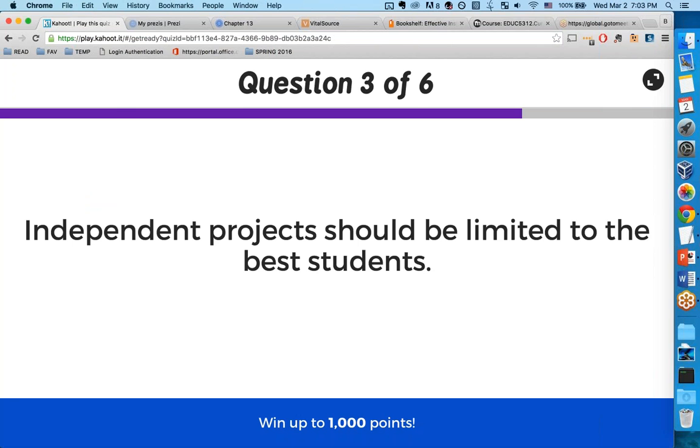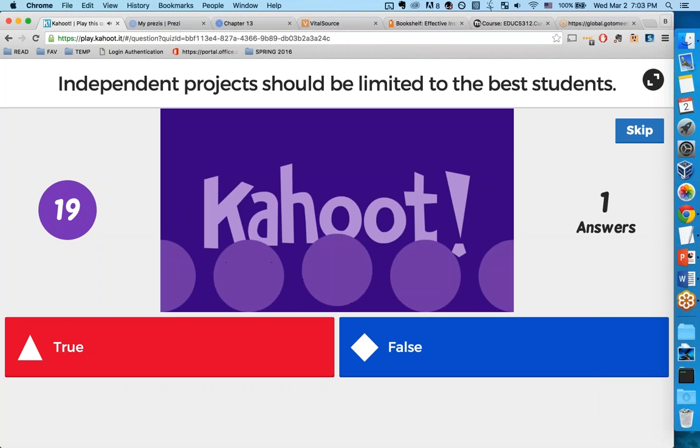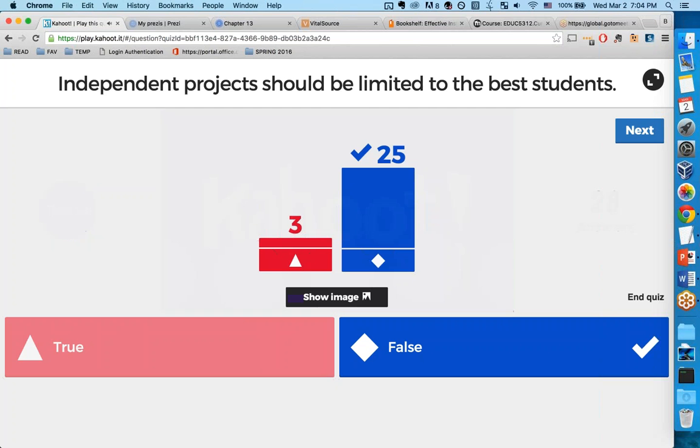Independent projects should be limited to the best students, such as independent study projects. Is that true or false? It is false. Again, most of you got this correct. I mean, that is definitely wrong. There's no reason we should be limiting this to best students. We need to give a chance to all of the students.